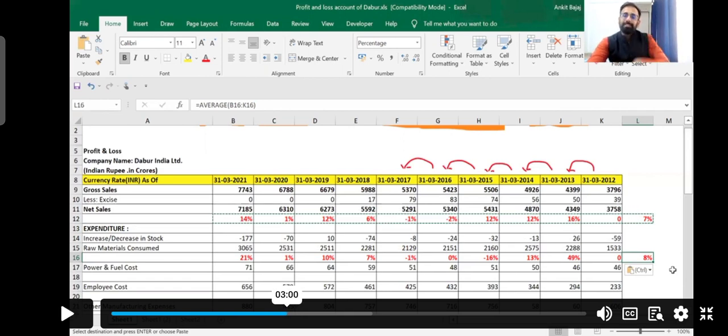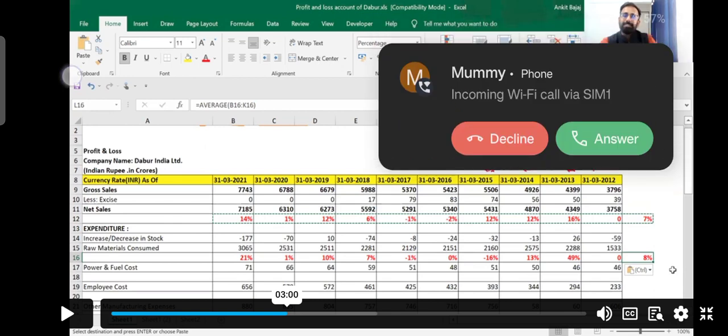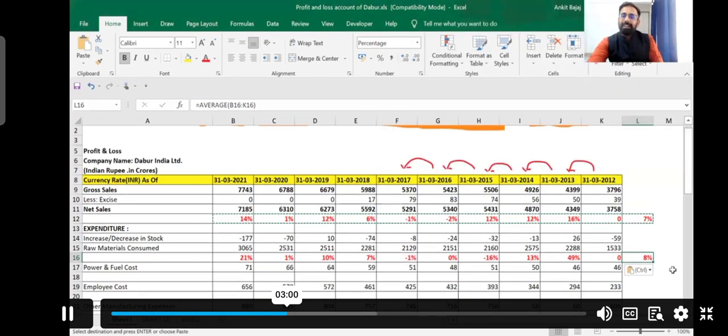If your sales decline, your raw material consumption will decline here. So you can see on an average, there is an increase in raw material consumption, that is 8%.